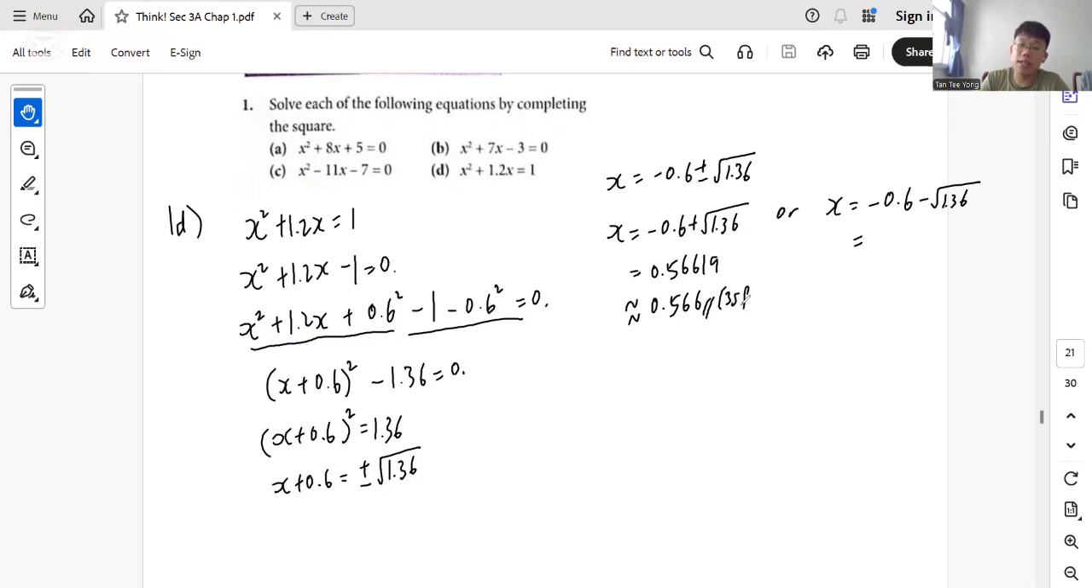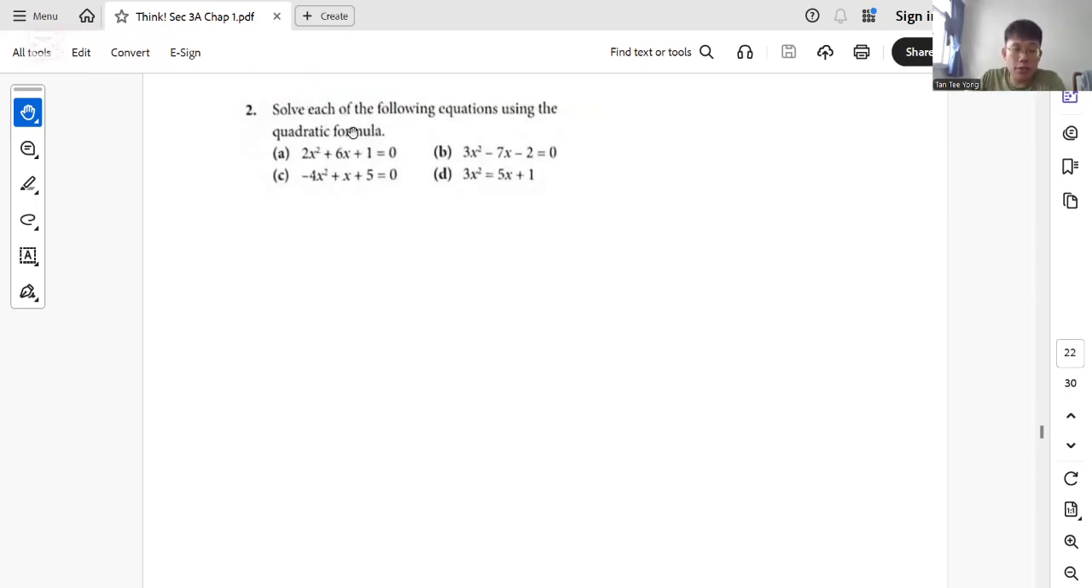Then the other part is the minus. So negative 1.76619, 3SF, negative 1.77. All right, so this is question 1D. And this is it for question 1. Okay, let's do question 2 together.